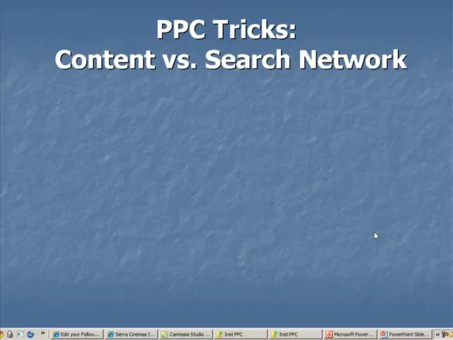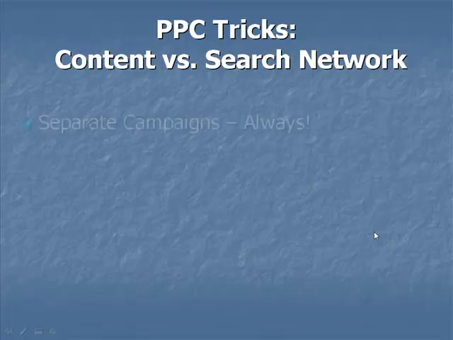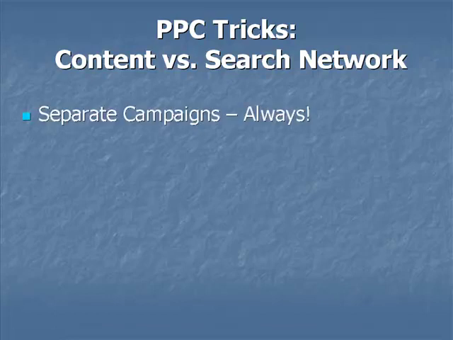What this strategy is, content versus search network. What you absolutely must do when you set up your campaigns in Google AdWords, and this really applies to any of the pay-per-click engines as well, is that you want to separate your content from your search campaigns. Most people create a campaign for some kind of niche that they're going after, and they include content network and search network in that campaign. That is a big no. So don't do that. You'll see why in a minute.